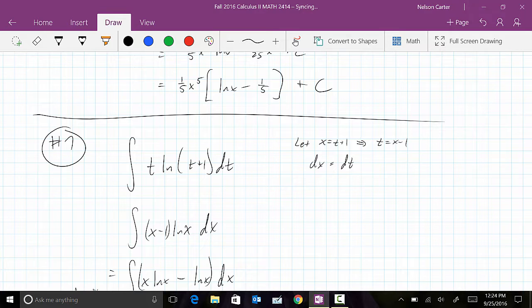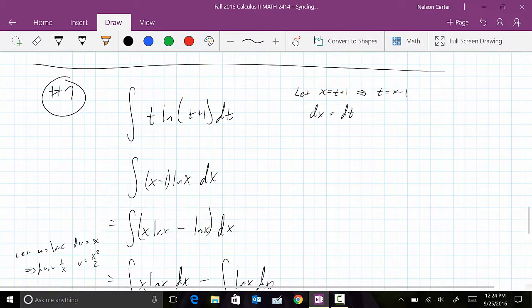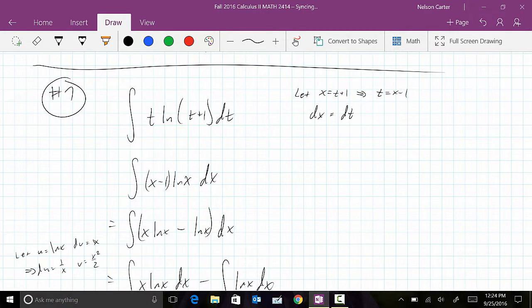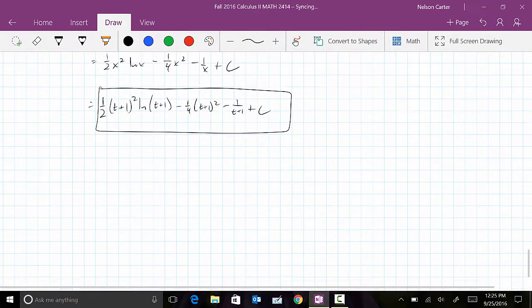Could you have just gone through by parts without changing that? I think so, probably. It'd probably work out okay. I don't know, without having tried it, but I think it probably could have worked. It's worth a shot. You just try it and see. Let me know how it turns out.